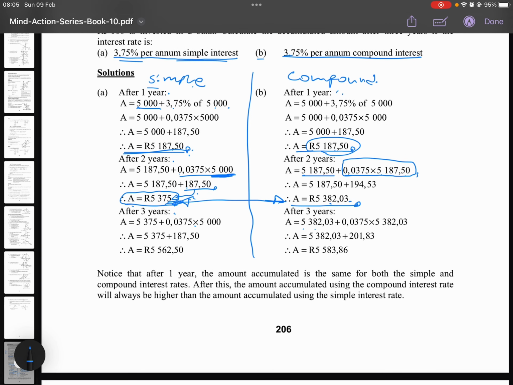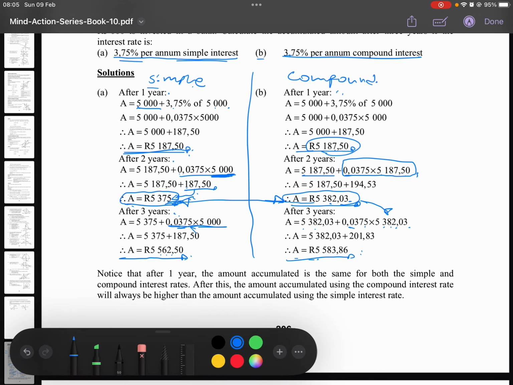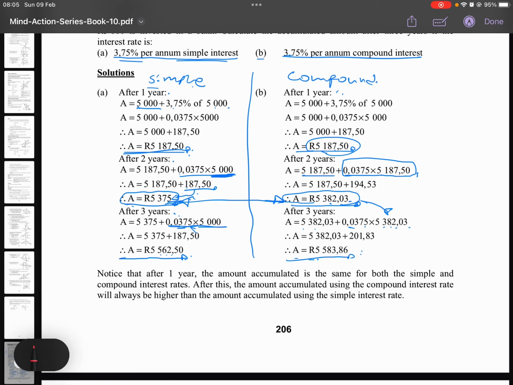Okay? You see, after 3 years as well, you are earning 3.75% on the 5,000 rand in simple interest. But in compound interest, you are earning 3.75% interest on the accumulated amount. Now, the accumulated amount is this: 5,382 rand 3 cents. Hence, it becomes a total of 5,583 rand 86 cents for compound, while for simple interest, it becomes a total of 5,562 rand 50 cents. The difference here is mainly the fact that in simple interest, you are earning interest only on the original amount every year.